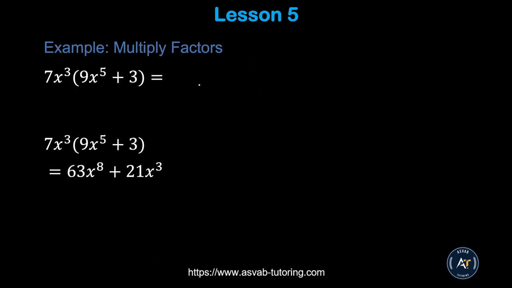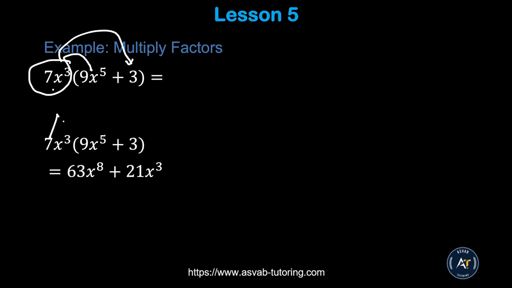Now we'll learn how to multiply expressions with a variable. You can see here 7x cubed times the parentheses 9x to the 5th power plus 3. What you have to do is distribute the whole thing with that and also distribute with that. That is exactly what you need to do.